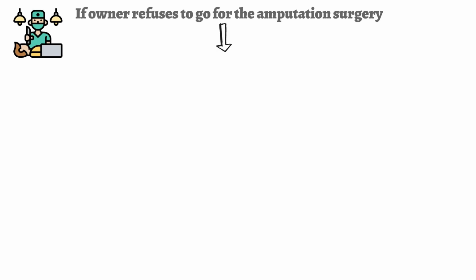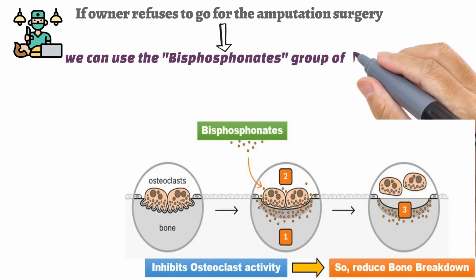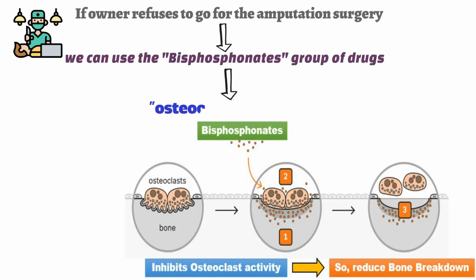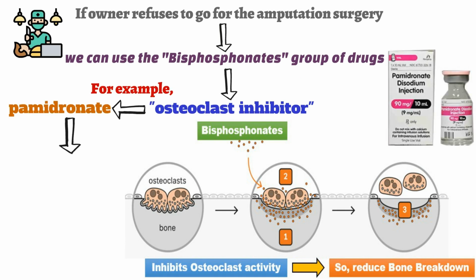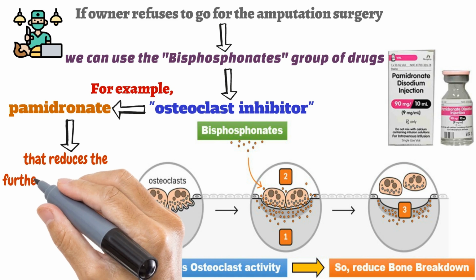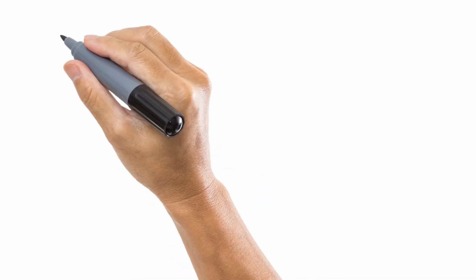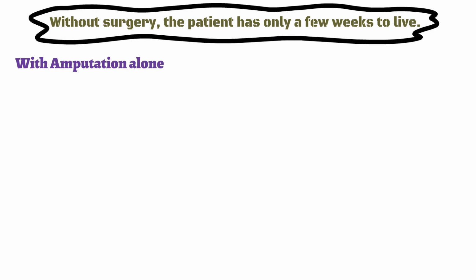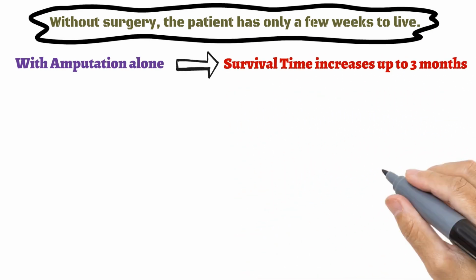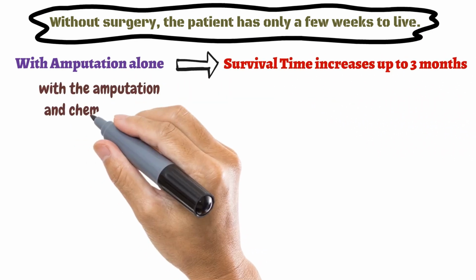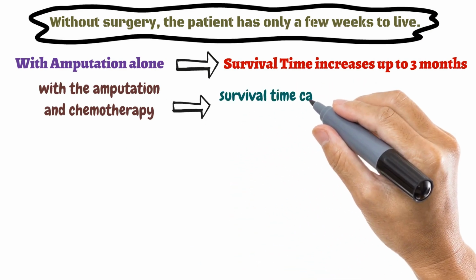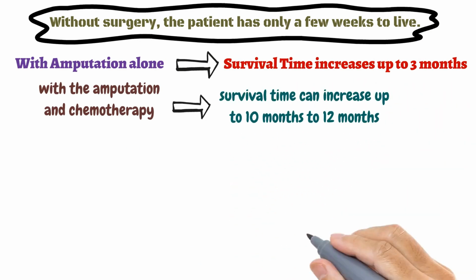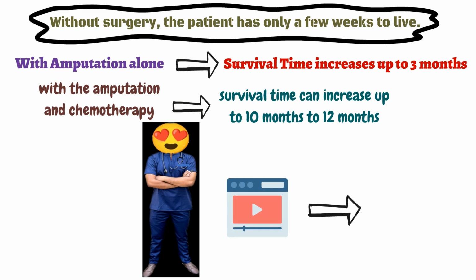If the owner refuses to go for amputation surgery, then we can use the bisphosphonate group of drugs, which are also known as osteoclast inhibitors. For example, we can use pamidronate, which reduces further bone breakdown. Without surgery, the patient has only a few weeks to live. But with amputation alone, survival time increases up to 3 months. And with amputation and chemotherapy, the survival time can increase up to 10 to 12 months. I hope this video is helpful to you.